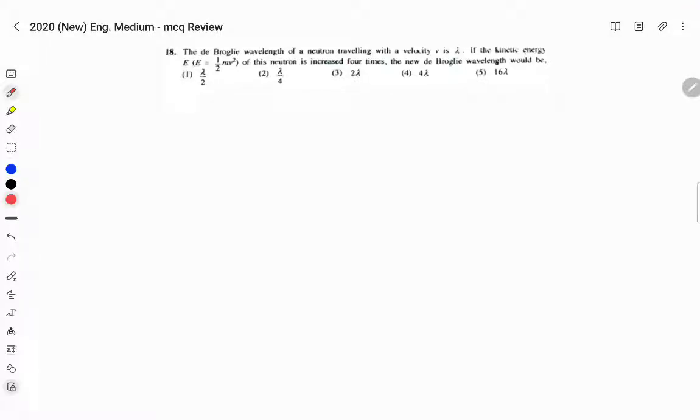Question number 18. The de Broglie wavelength of a neutron traveling with a velocity v is lambda. If the kinetic energy of this neutron is increased 4 times, the new de Broglie wavelength would be... Right, there are two situations: the before situation, where the kinetic energy is not increased, and the after situation, where the kinetic energy is increased.